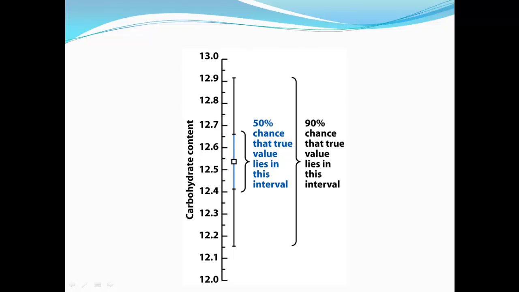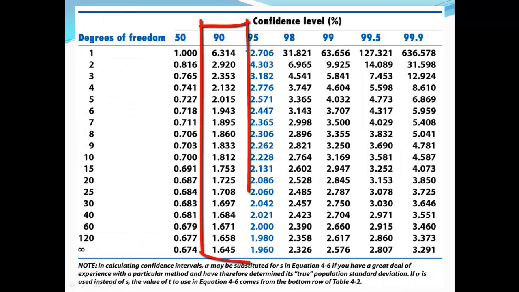If you do the 90% one, all you have to do is use the number for the 90% confidence interval, and that would be 2.132.